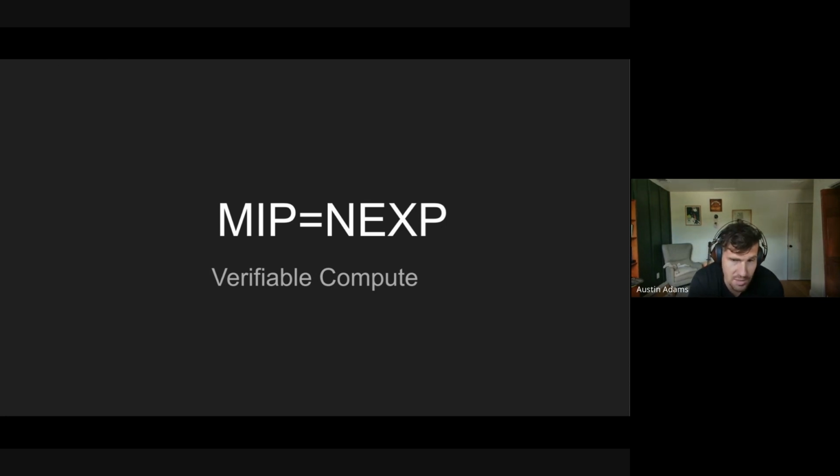The title of this presentation is MIP equals NEXP, which is the foundational discovery that led the human race into thinking verifiable compute was possible. Basically, this says that the types of things we can do with mathematical interactive proofs are in the domain of problems that are very, very, very complicated. So we can do very complicated computations, and we can prove them with mathematical interactive proofs.